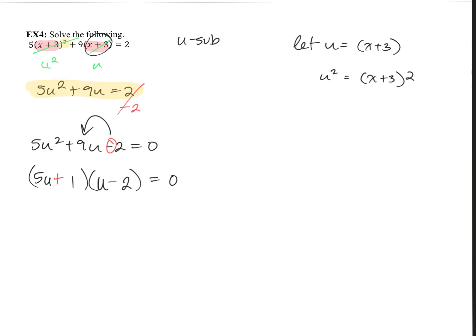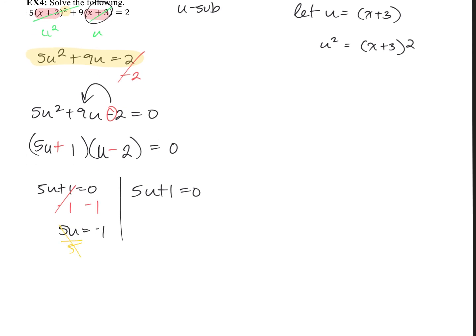All right, so those are factored. Let's set each factor to 0 to solve. I get 5u equals negative 1. And let's divide both sides by 5. And we get u equals negative 1 over 5. And on the other one, oops, that's the wrong one. That should be u minus 2.